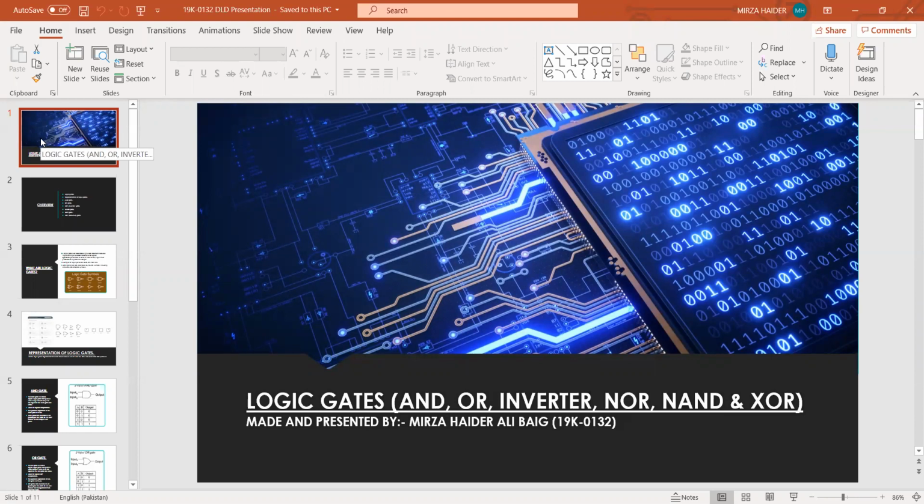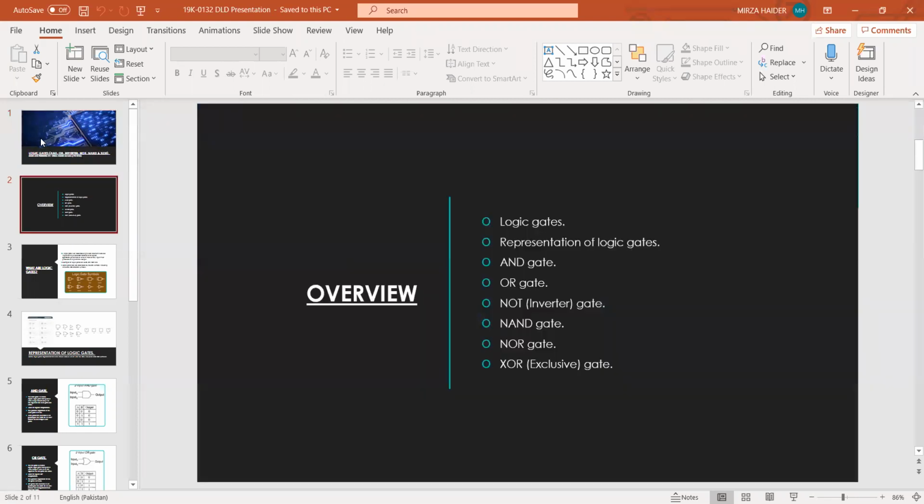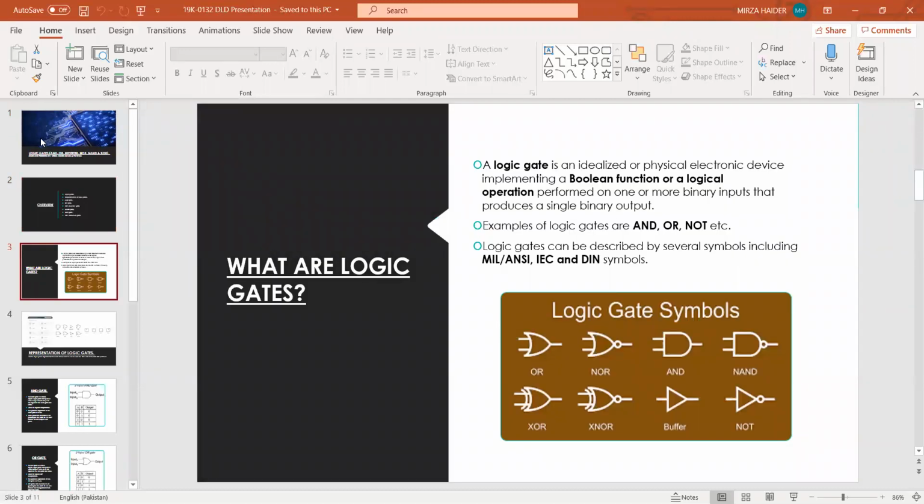gates. So, the first thing that we're going to go over are the things that we will be covering in this presentation. The first thing is logic gates, then representation of logic gates, AND gate, OR gate, NOT slash inverter gate, NAND gate, NOR gate, XOR or exclusive OR gate. These are the things that we're going to cover in this presentation, and after the XOR gate, we're going to end our presentation. So the first question is, what are logic gates?